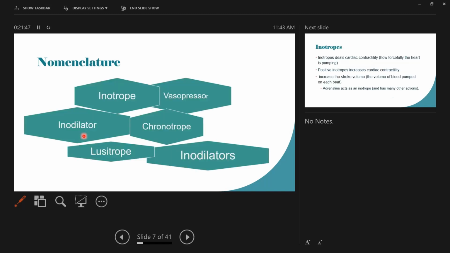We use so many names for all these drugs. We know there are drugs like adrenaline, noradrenaline, and so on. We usually call them inotropes, but that is not correct. They can be inotropes, vasopressors, inodilators, chronotropes, lucitropes. You have to know these names, maybe not all, but the most important ones. But as I told you, we usually call them inotropes.